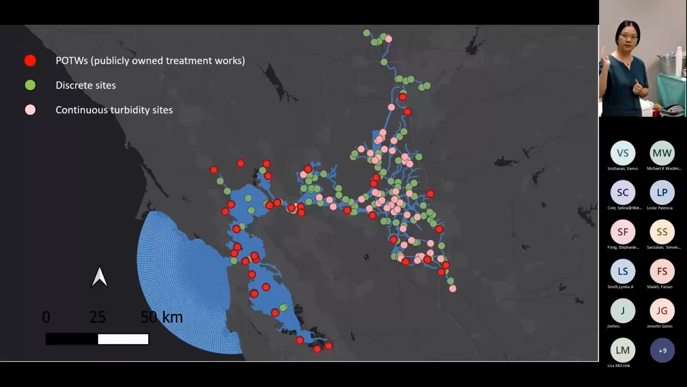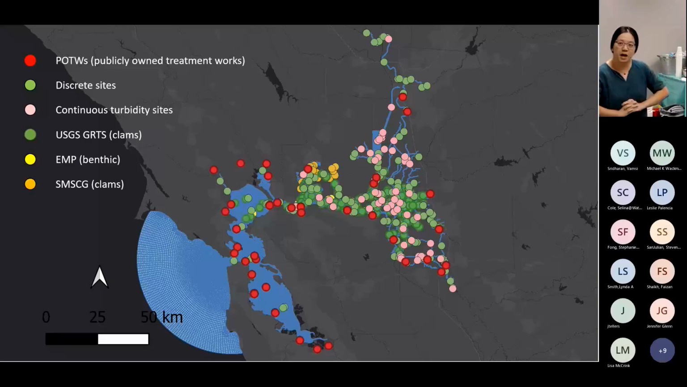And then we're using the continuous turbidity sites. They're continuous turbidity data as a proxy for the light availability for the system. And so these are from USGS and DWR DES. And then we have clam grazing data from 3 different programs. I'll give you more detail in the following slide.